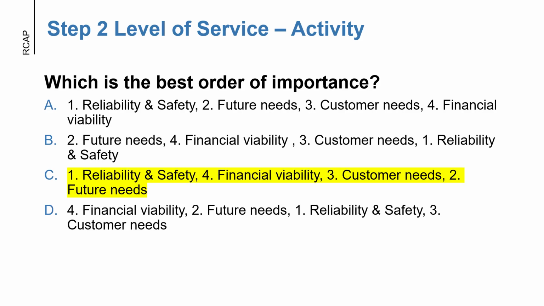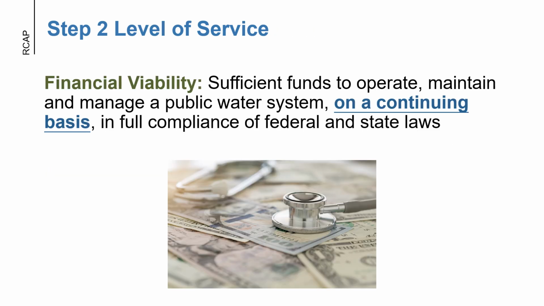Alright, so yes, the best order of importance here would be to place reliability and safety first, then you can focus on financial viability, then down to customer needs, and then finally you can focus on your future needs. This is the best way to prioritize activities. So your level of service should absolutely consider financial viability.